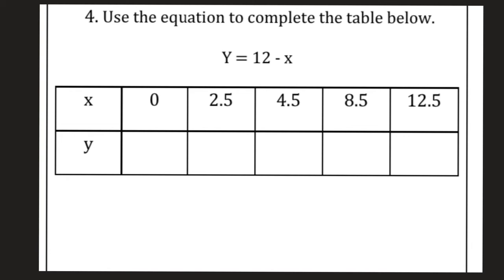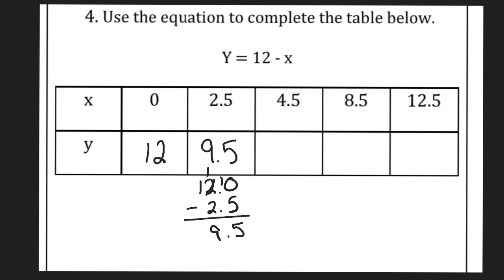Okay, we are on our last question, number 4. It says y equals 12 minus x. For the first one, 12 minus 0 would still be 12. This next one, we're going to have to do 12 minus 2.5. So we need to put our decimal and subtract. We're going to have to borrow and make this 10 minus 5. And then this is 11 minus 2, which is 9. So this would be 9.5.